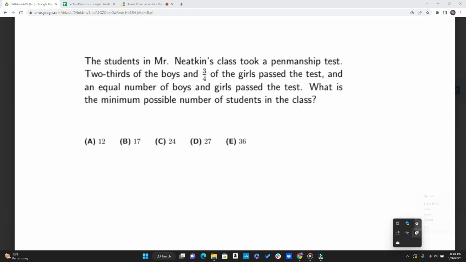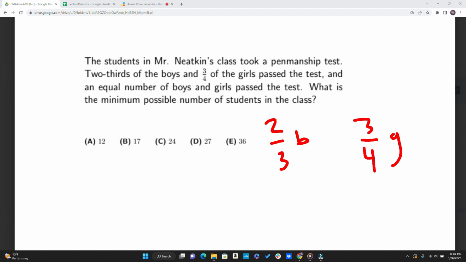Okay, because 2/3 of the boys passed and 3/4 of the girls passed, we need a number that's divisible by both 3 and 4. Okay? So let's try that out. Well, we could have 3 boys, 6 boys, 9 boys, on and on. We could have 4 girls, 8 girls, 12 girls, and on and on.